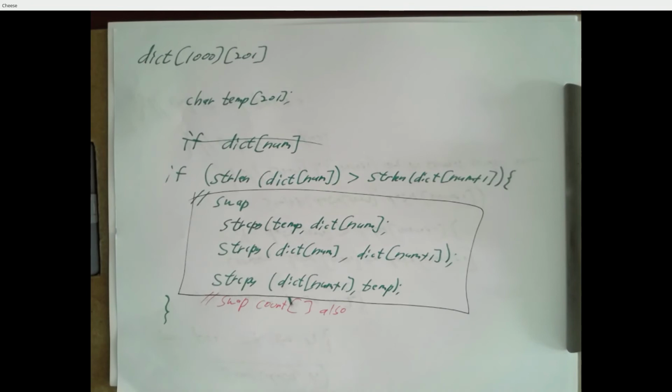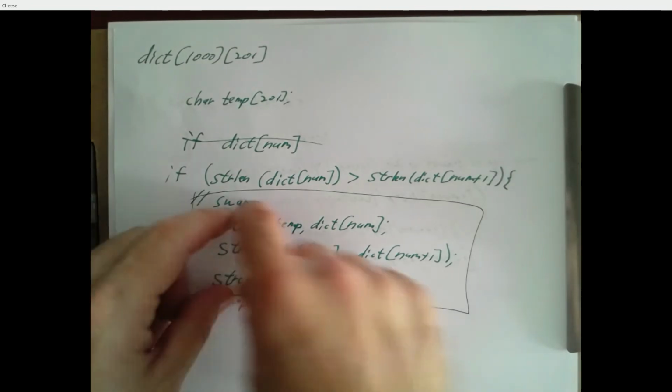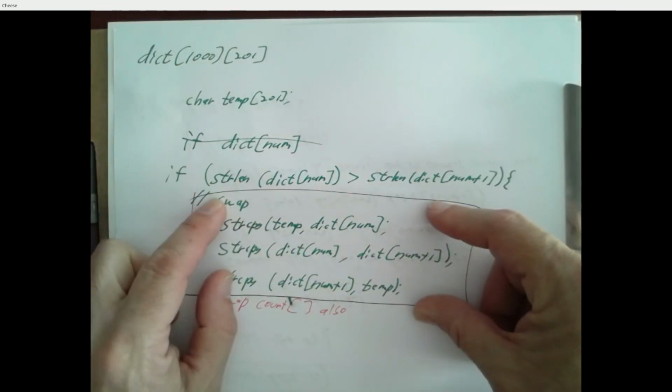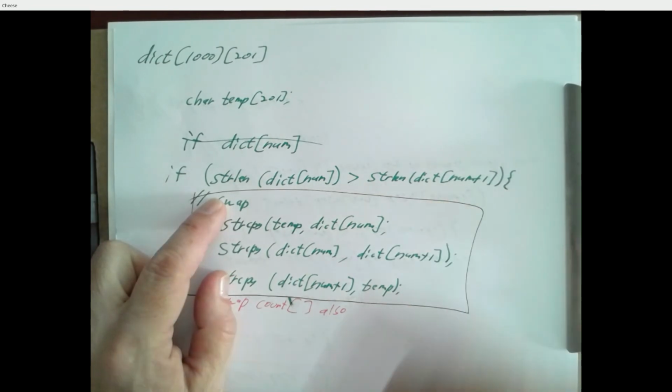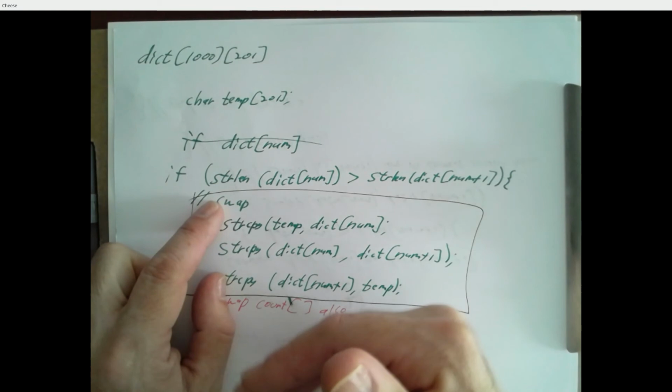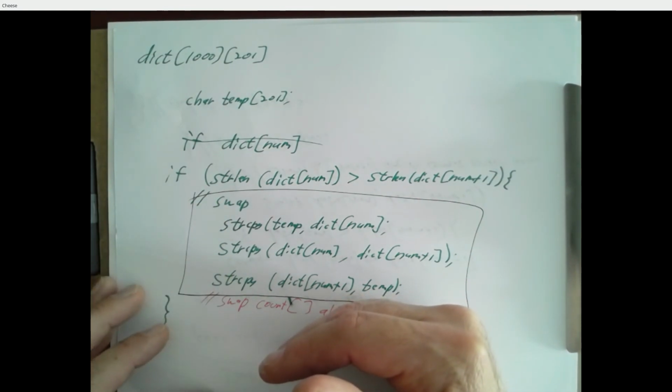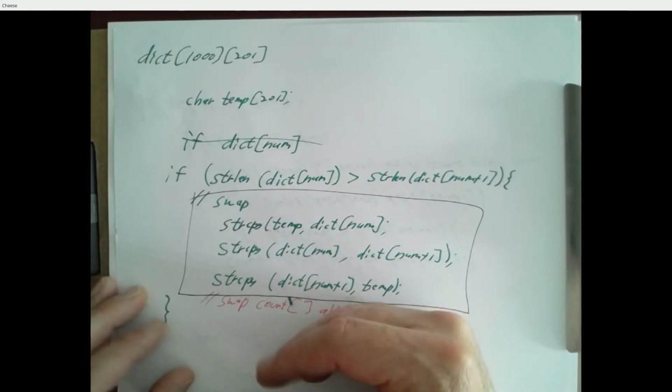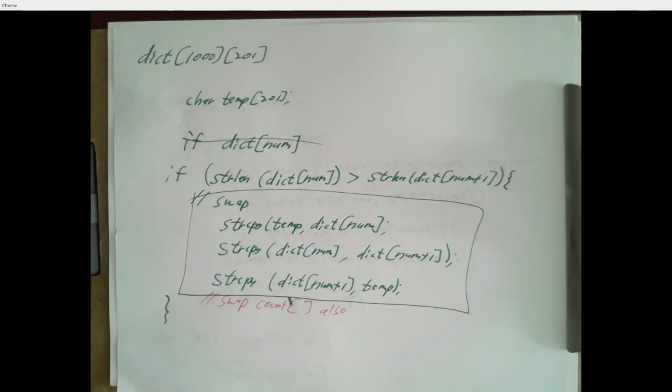And once you have a swap function, this becomes just a call to swap: swap dictionary num, comma, dictionary num plus 1. So keep looking for opportunities to break your problem down into smaller and smaller pieces. We're really good at tackling small problems usually. Your large problem is to write PA4, which I've warned you will take probably a good part of 2 weeks. But writing a function that swaps two strings, it's a few lines of C.